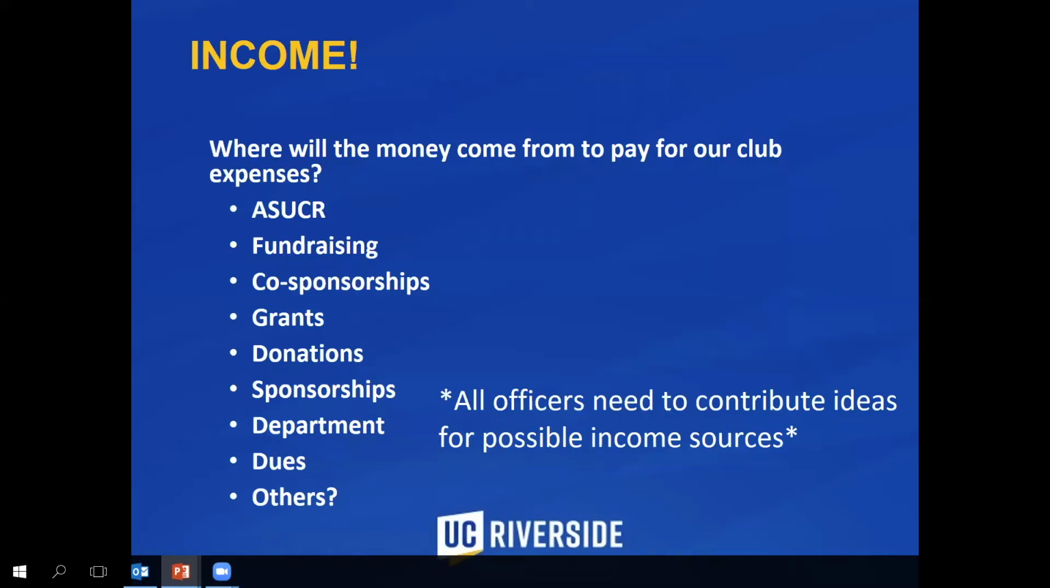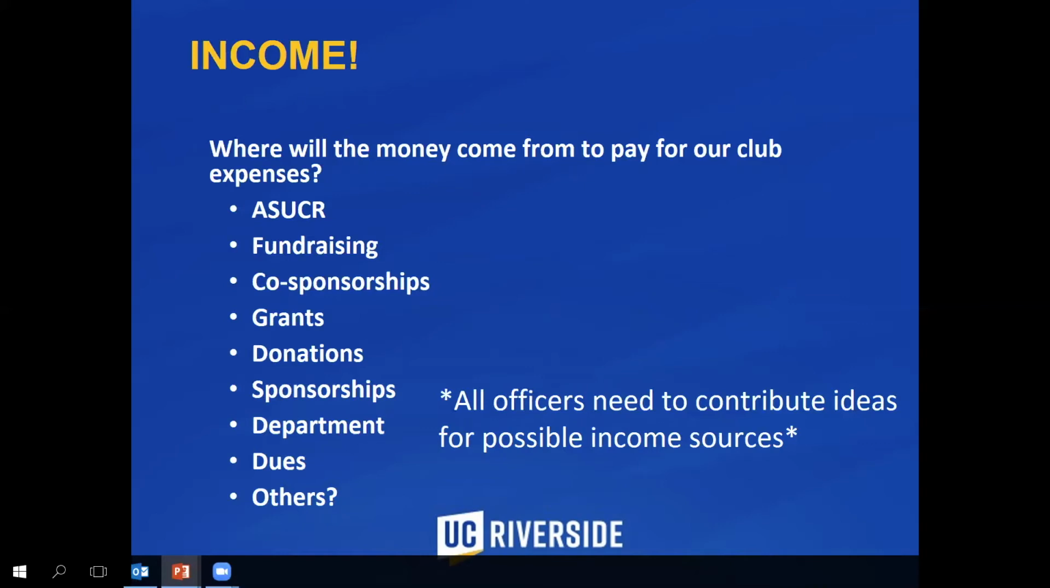We need to briefly talk about income as well. Income is where your money is coming from to pay for your expenses. Here I've listed several income sources where you can find possible income. ASUCR is one. Fundraising, co-sponsorships, grants, donations, so on and so forth. Are there other possible income sources that are not listed here? Also, it's the responsibility of all officers to help contribute to finding these income sources, or to help getting income from some of these sources.